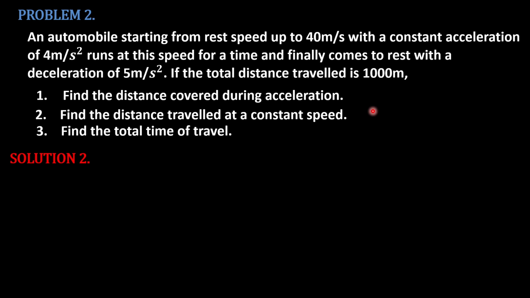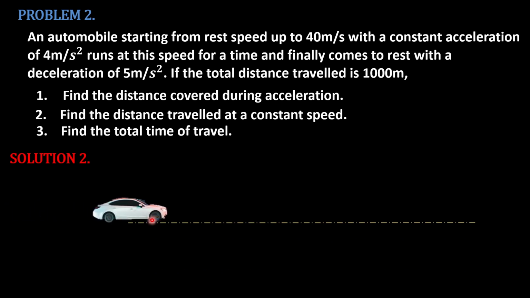So, 3 questions. Solution. Kailangan muna nating idrawing yung ating problem. Meron tayong automobile. From rest, tumakbo siya ng 40 meter per second, at nag-accelerate siya ng 4 meter per second squared. Ibig sabihin, magkakaroon tayo ng 3 spans. In span 1, nag-accelerate siya ng 4 meter per second squared. Then sa span 2, uniform yung kanyang motion, velocity na 40 meter per second. And span 3, nag-decelerate naman siya hanggang sa nag-stop siya dito sa point na to, 4 meter per second squared.